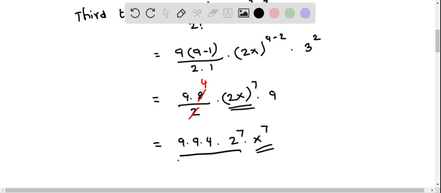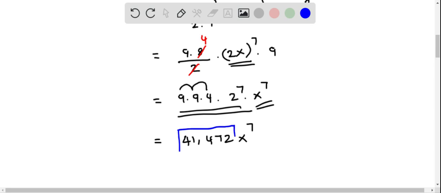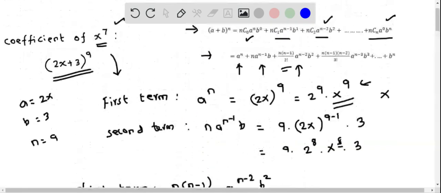Therefore, the product of these numbers will be the coefficient of x power 7. So we plug these numbers in to find the product: 9 times 9, which is 81, 81 times 4, and then multiply with 2 raised to the power of 7. When you plug this into the calculator, we get the value 41,472 x^7. So the number in front of x power 7 is the coefficient of x power 7. Therefore, the coefficient of x power 7 is 41,472 in the expansion of (2x + 3) raised to the power of 9.